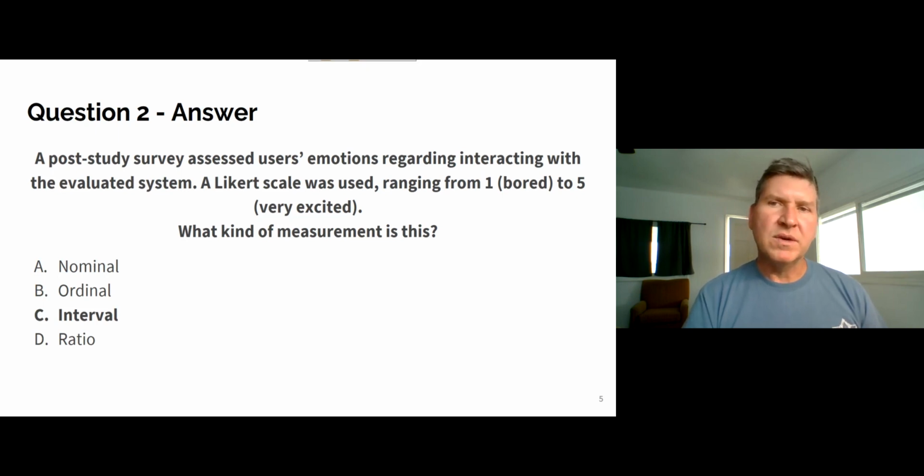There's certainly an order to it because we have 1, bored, and 5, very excited, so that implies some kind of order. But the range of values we can infer, and again, if you answered ordinal, there's certainly good reason for your answer. But we are inferring that the gap between each of those 5 points is equal, so it would be interval. It certainly wouldn't be ratio. So interval or ordinal are good answers, but interval in this case seems to be the best one.